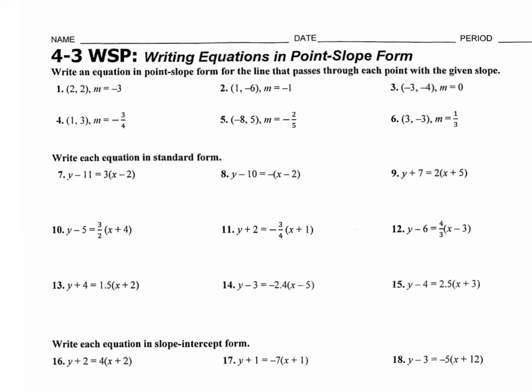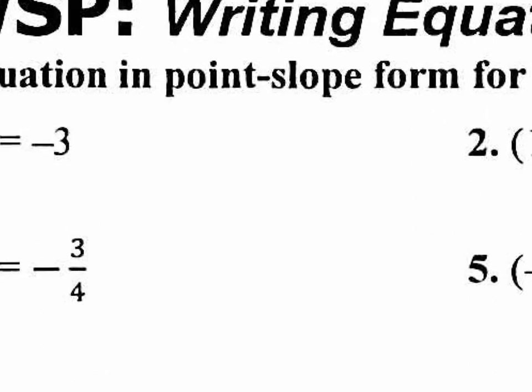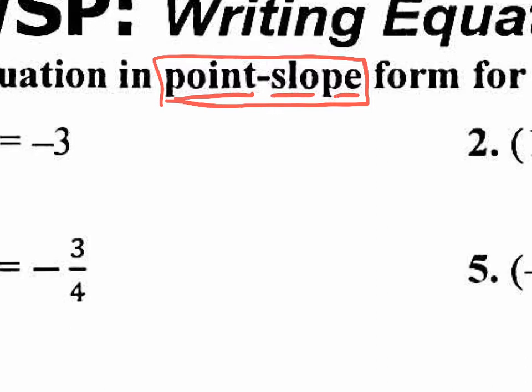Okay guys, so on this worksheet, 4.3 WSP, we're doing the same exact thing as what we were doing on WSPM. Again, you always have to pay attention to the instructions. Right here it says write an equation in point-slope form. So what are the two things that you need to write an equation in point-slope form? You obviously need a point and a slope, correct?